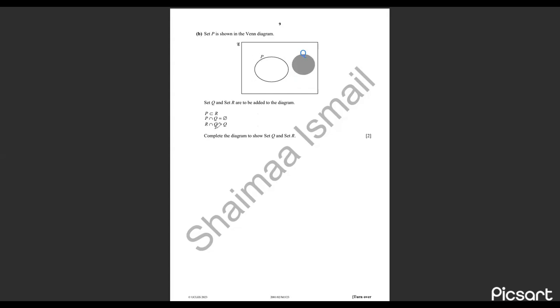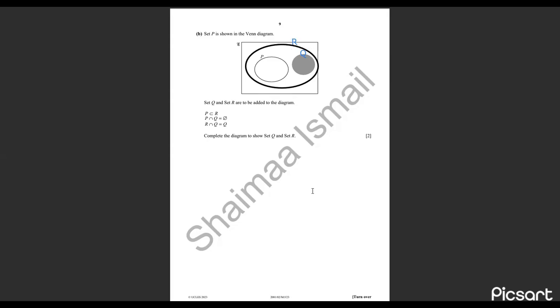R intersected Q is equal to Q. So the intersection is the whole Q, so the whole Q is inside the R. So you can say here that this is the R, and inside it, the Q. So R will be here. And we did it.